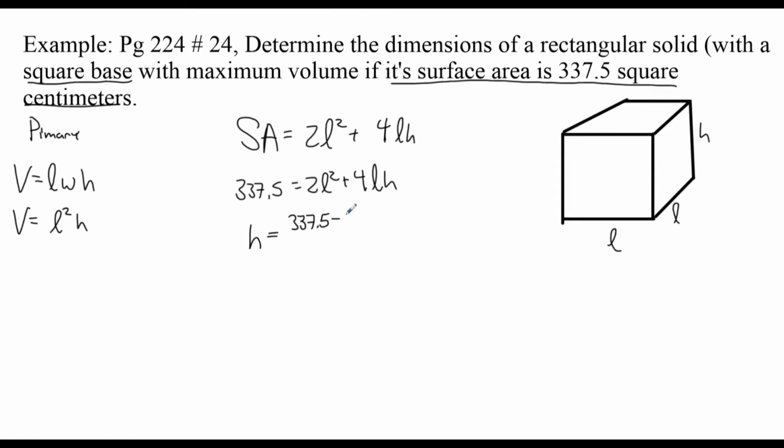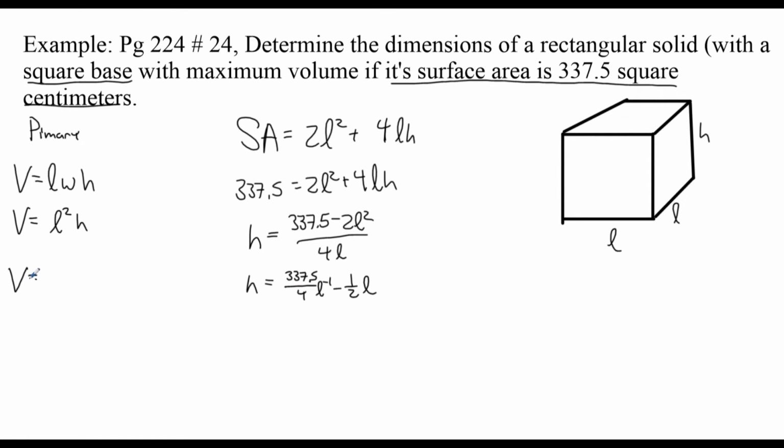337.5 minus 2L squared all over 4L. And that thing we can reduce to, let's make it 337.5 over 4 times L to the negative 1, and then it'll be minus a half L. Now, I'm going to plug that in here.